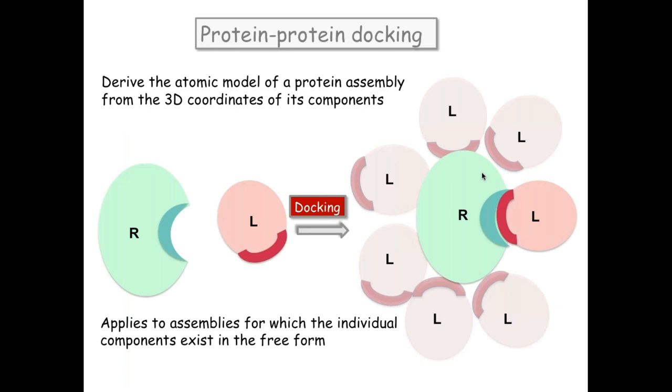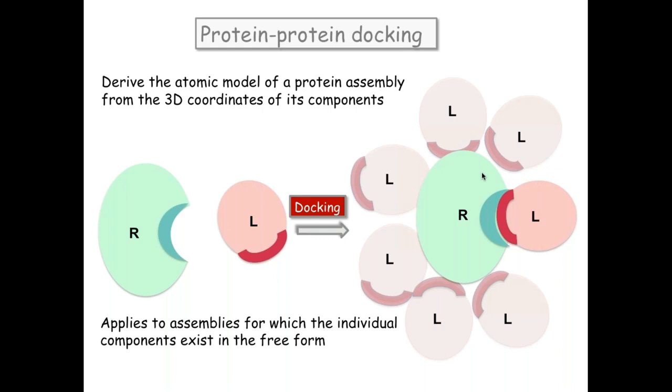It has been defined at the time and still is defined today, but more loosely. It's to derive the atomic model of a protein assembly from the three-dimensional coordinates of the components. In other words, you need to know the components, and these components in principle are stable on their own, but if they are available in high enough concentrations, or can interact with high enough affinity, there is a particular orientation and position, a particular interface that they form, and that is biologically relevant. So this is what I show here.